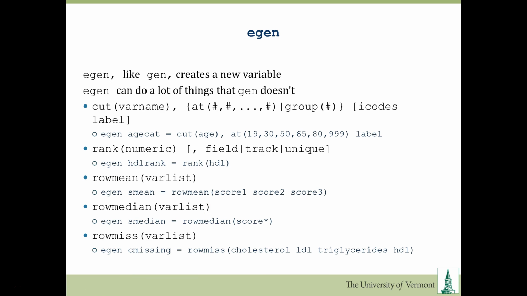Here's my next command. It's one of my favorites. It's called egen. It's just like generate. It creates a new variable. However, it does a lot of extra things that gen doesn't. It's basically all those things that we all wished generate would do, and they added it on. For instance, if you have a continuous variable, we'll call it varname, we can cut it into bins, for instance, at a particular number or into so many groups.